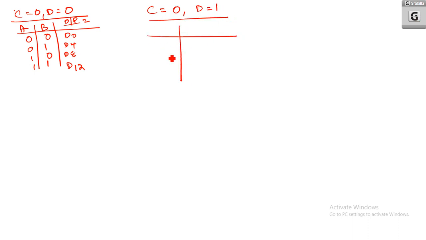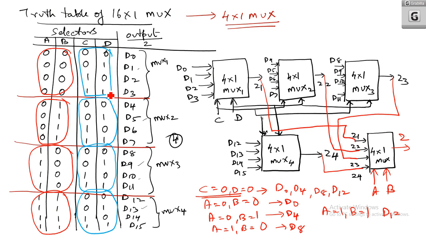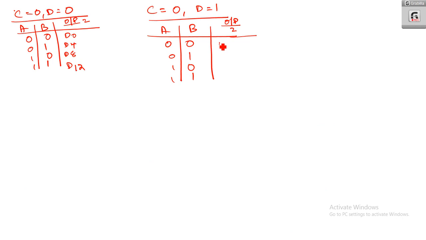So, what will be the value of A and B, and what is the output? 0, 0; 0, 1; 1, 0; 1, 1. When A is equal to 0 and B is equal to 0 and C is equal to 0 and D is equal to 1, that means you will have D1, D5, D9 and D13. D1, D5, D9 and D13 will be selected.